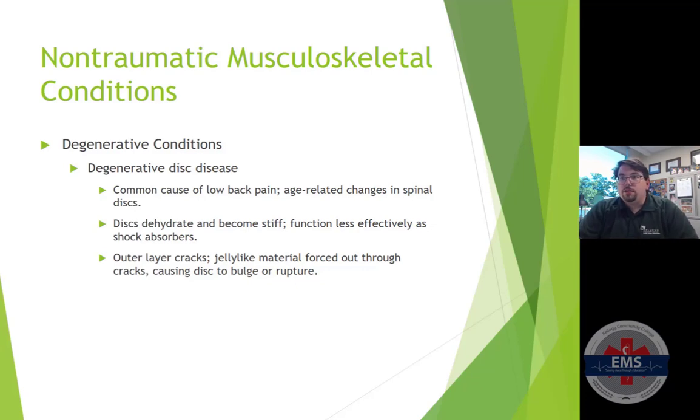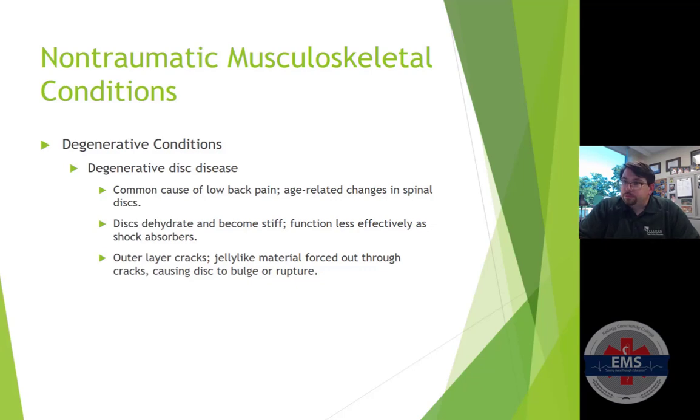Another example of a non-traumatic musculoskeletal condition is degenerative disc disease. Degenerative disc disease is a common cause of low back pain. We oftentimes will associate it with, again, age-related changes. We know that as the body ages, discs have a tendency to become dehydrated, they become more stiff, they begin to function less effectively as shock absorbers, right? That's kind of what they do. They're there to help protect in between our vertebrae, that disc, and that can happen, especially over time.